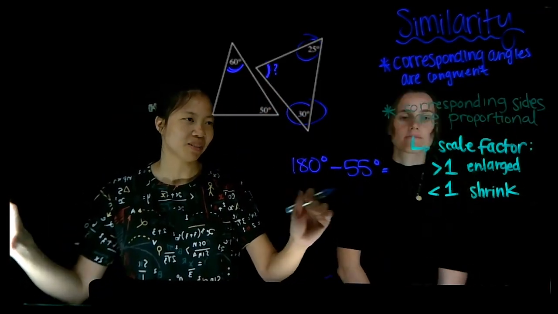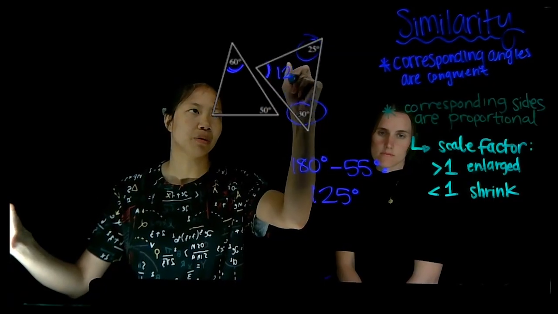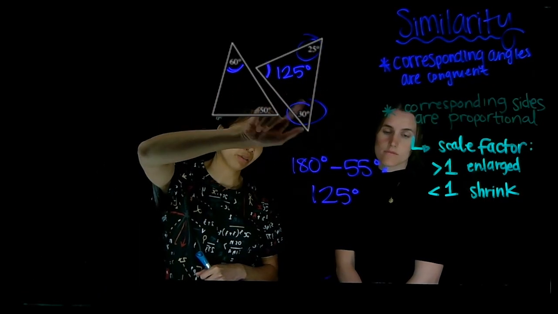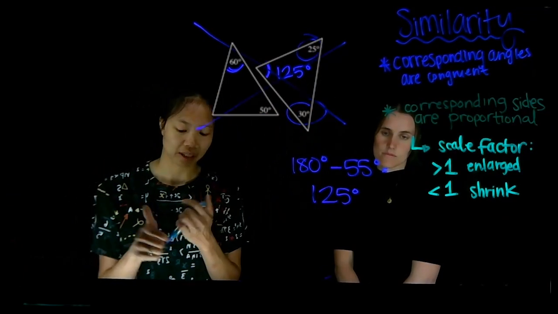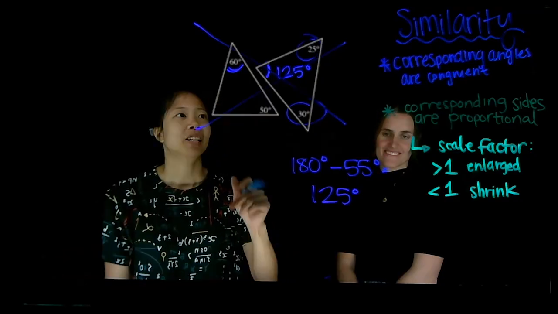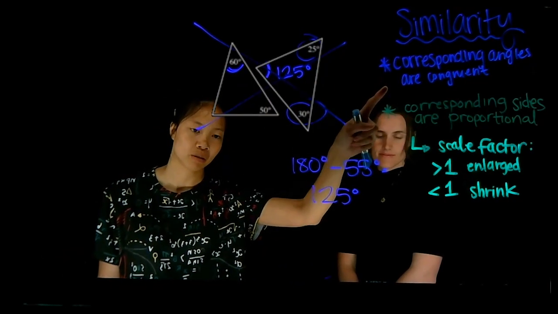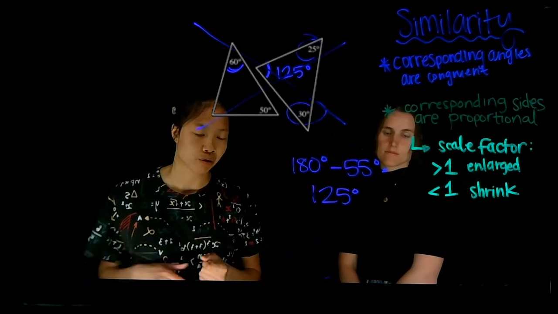So I can subtract 55 degrees to find out how many degrees are missing here. 180 minus 55 is 125 degrees. So we know that this missing angle is 125 degrees. 60 does not correspond with any of these angles. None of these are 60. So we know that these are not similar figures because the corresponding angles are not congruent. Even though the sides are proportional, with similar shapes we need the angles to be congruent.